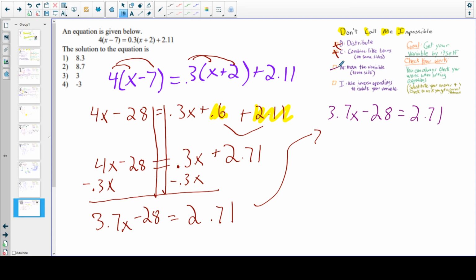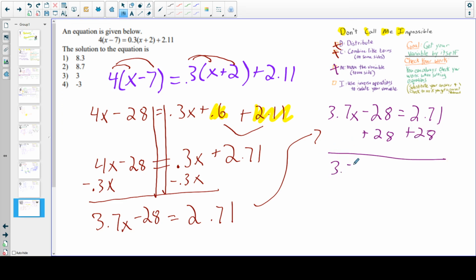Notice we're doing the same steps and we're still getting the same answer. There's nothing different. We're just using different types of numbers, numbers that are just represented differently. Right? So we have more decimals in this one rather than fractions. So if we want to solve for x, we got to move this 28 to the other side. So add 28 on both sides.